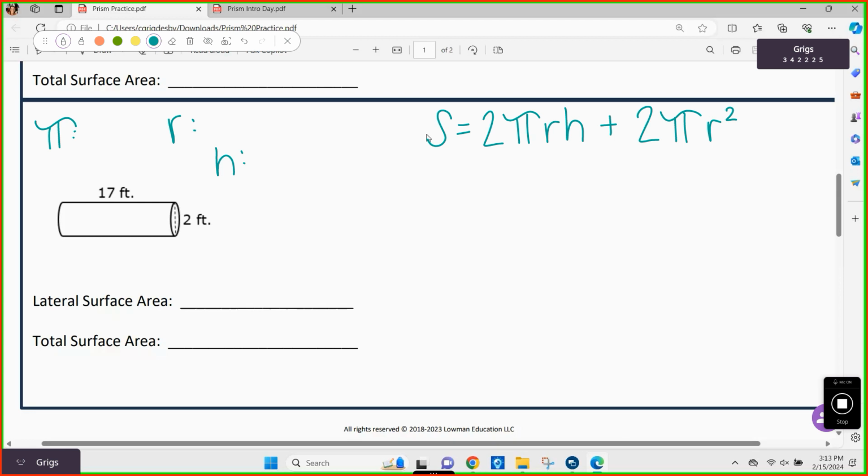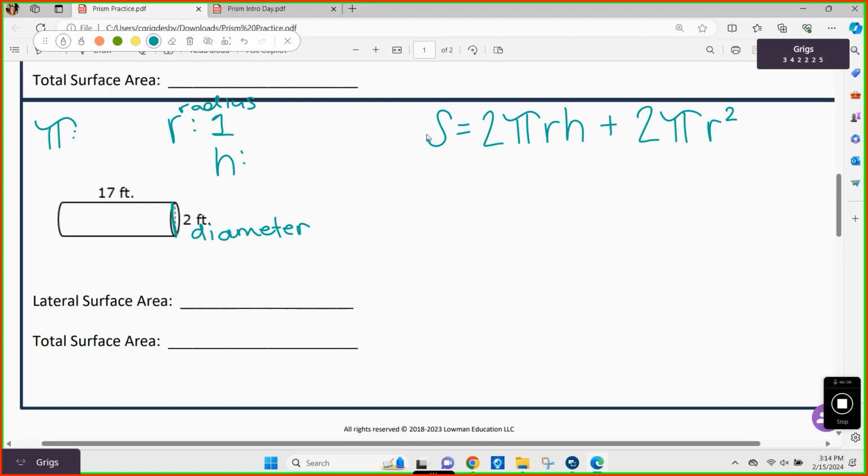Radius is half. Alright, pause what you're doing. Let me ask you this. My formula for total surface area of a cylinder is 2 pi r h plus 2 pi r squared. Do you agree? Alrighty, so I want to identify what is my radius. Your radius is half the diameter, right? So 2 represents the diameter, and radius is half the diameter, so radius would be 1.